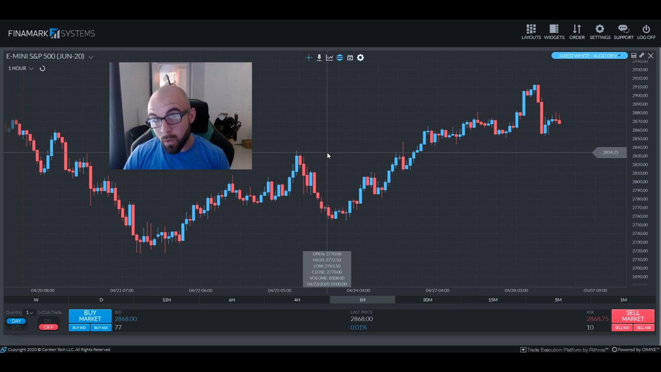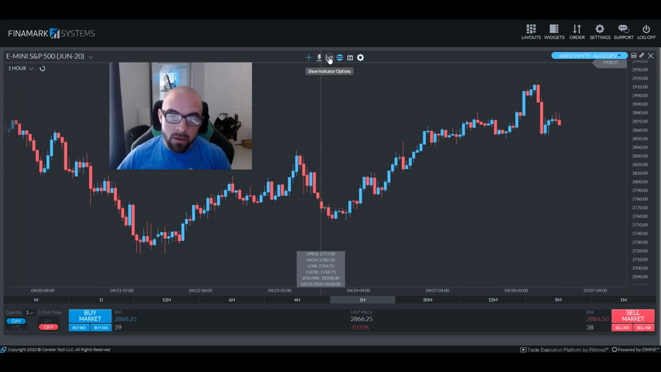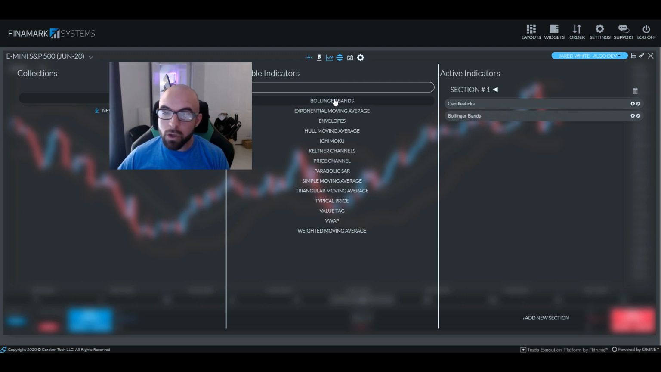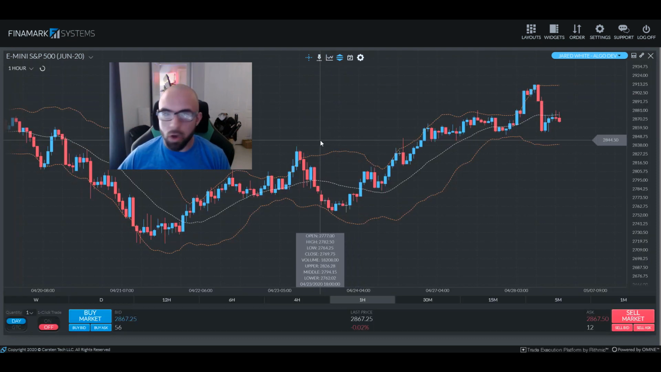Before we get going, however, I'd like to show you how to apply Bollinger Bands to your FinMark charts. All we're going to do is go up here to the top center where we're going to click the Show Indicators Options button. After that, the first thing in the center column is Bollinger Bands. We're going to give that a click and we're good to go. Go back up to the Hide Indicators Option button and we're all set.